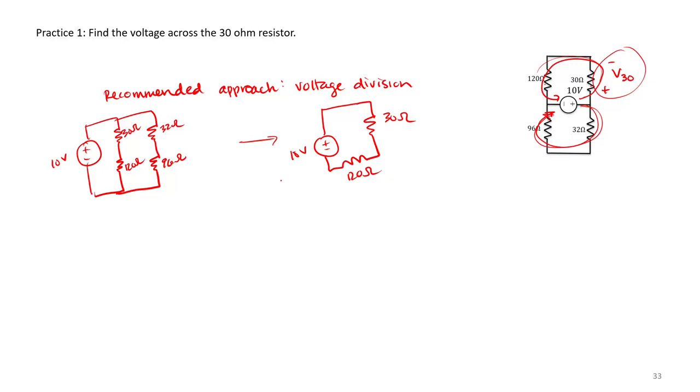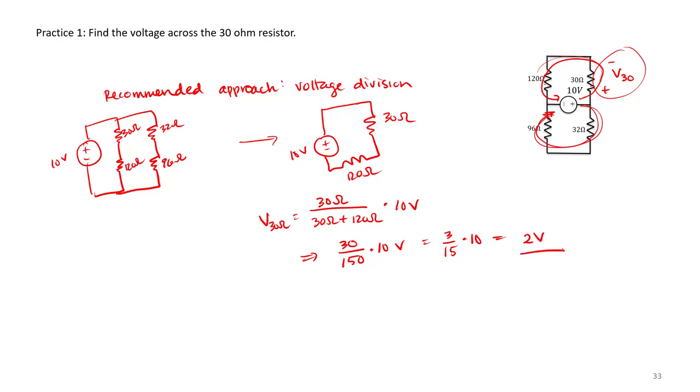So this basically becomes a voltage division problem, where the voltage across my 30 ohm resistor is going to be equal to that resistor's resistance divided by the sum of all the series resistors times the voltage of the source. So this gives us 30 over 150 times 10 volts, which is the same as 1/5 times 10, and that gives us 2 volts.